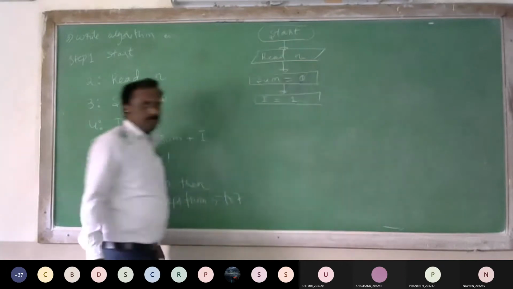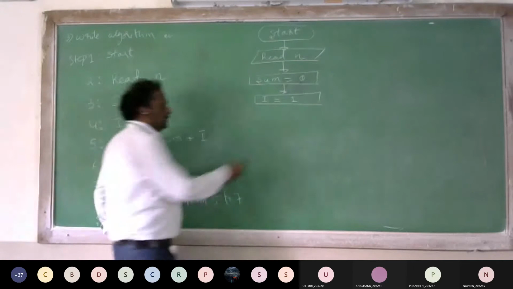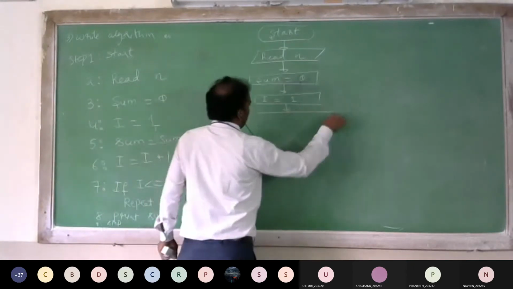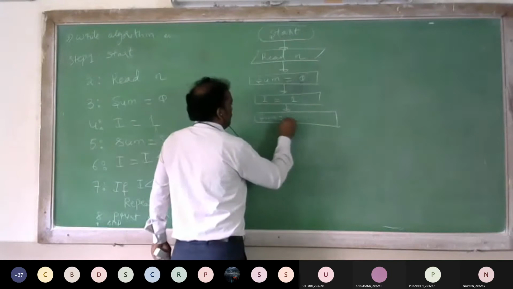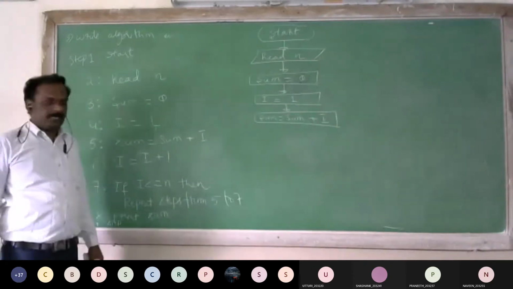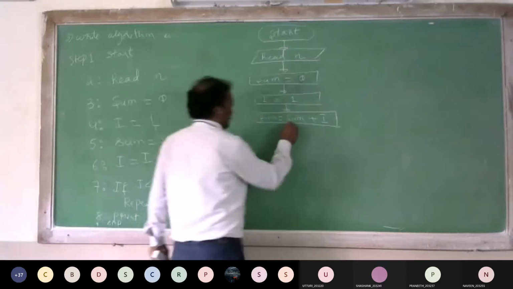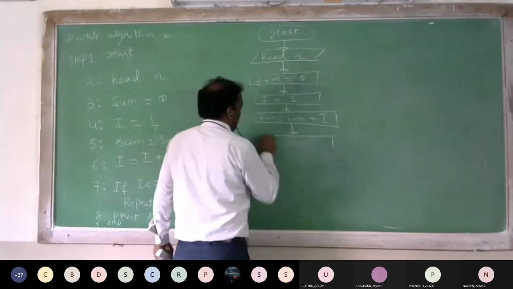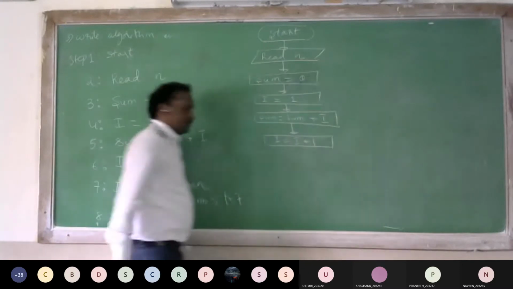I is equal to 1. What is the next step? When we get the first number, we will add. This is also a calculation part. Sum is equal to sum plus I. What is the next statement? I is equal to I plus 1.